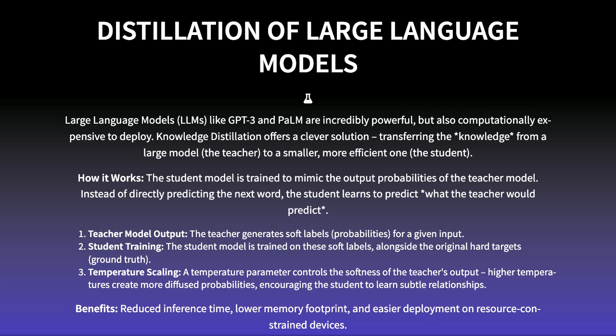We use soft labels from the teacher, which are basically a probability distribution for each possible outcome, and train the student to match those distributions. A temperature parameter helps us control how smooth or focused these probabilities are, allowing the student to pick up on more nuanced relationships. The result? A smaller model that still performs remarkably well, faster, cheaper, and easier to use.